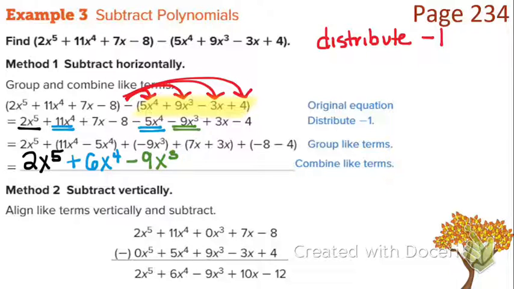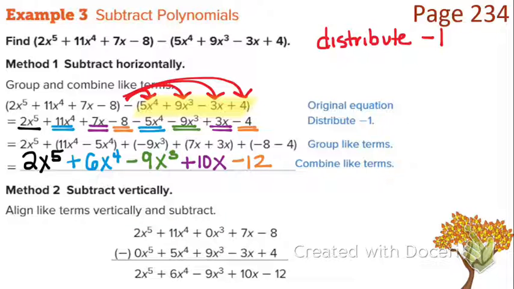But we do have an x to the first. So the 7x and the 3x, we add that together, and that gives us 10x. And then at the end, we have a negative 8 and a negative 4. So what would that give you when you add those together?